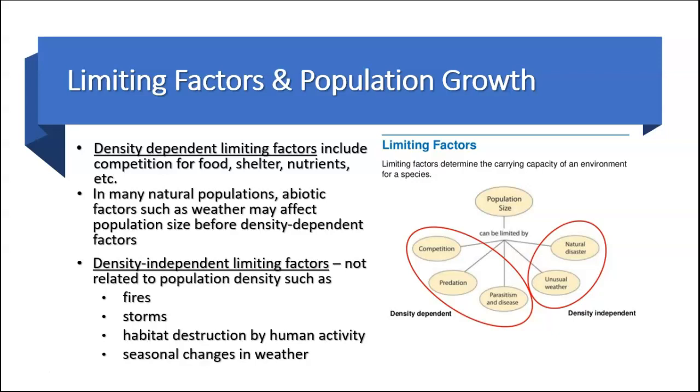Density-independent ones are not related to population density. These are things like fires and storms. Habitat destruction from humans has a big effect on lots of populations these days, and also seasonal changes in the weather. They might cause a group to have to migrate to a different area or something like that.